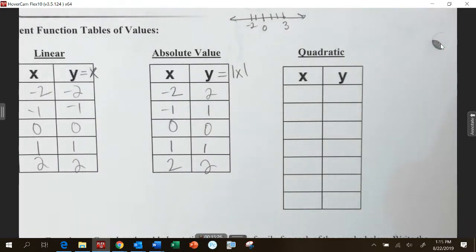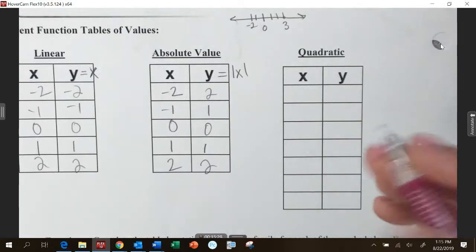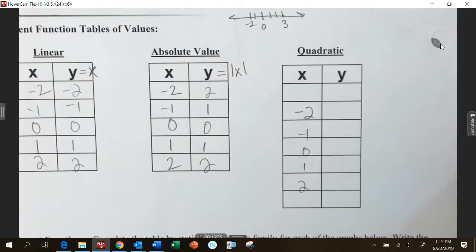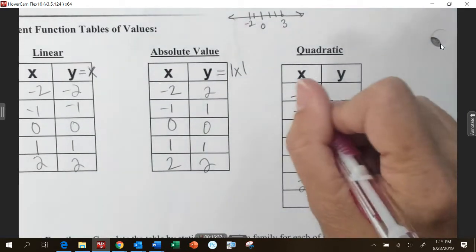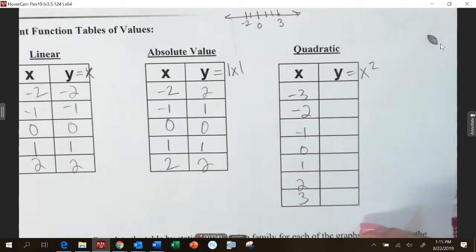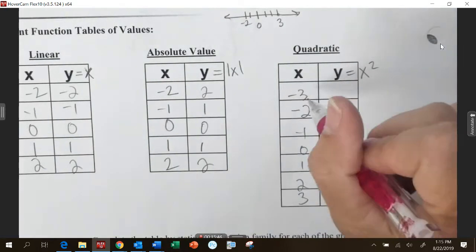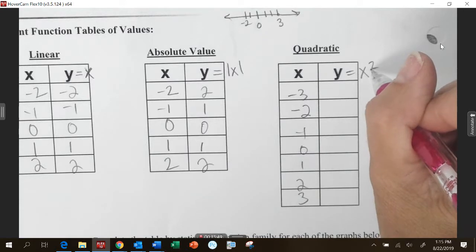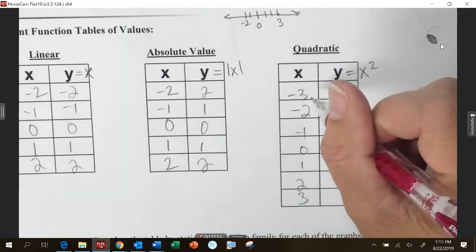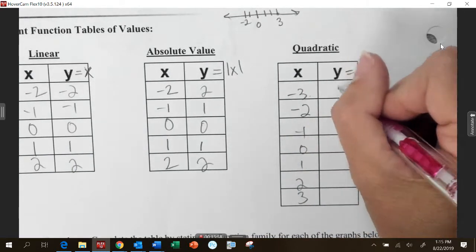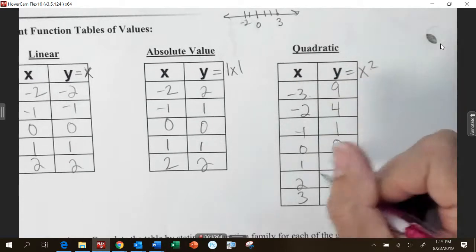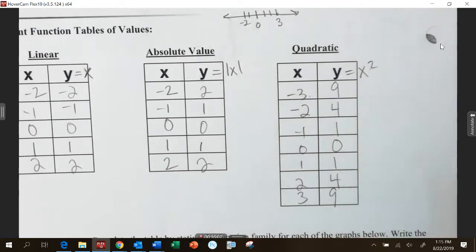Now quadratic, I gave you more spaces for. Quadratic, I do use -2, -1, 0, 1, 2, but I always use 2 more. Anyone want to guess? 3 and -3. Yeah, -3 and 3. Now, if you don't have the y column memorized, it does not matter because all you have to do is plug in -3 and square it. If you don't memorize it, you just do extra math every single time. What is -3 multiplied by itself? 9. What's -2 times -2? 4. -1 times -1, 1. 0 times 0, 0. 1 times 1, 1. 4. 9.